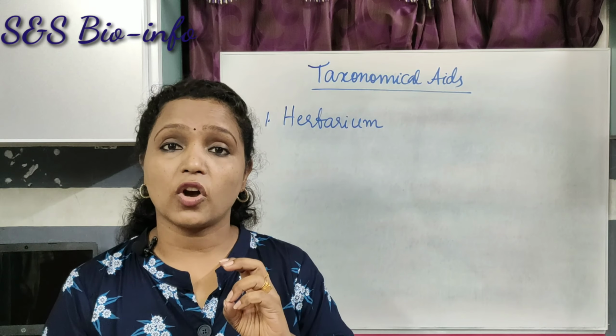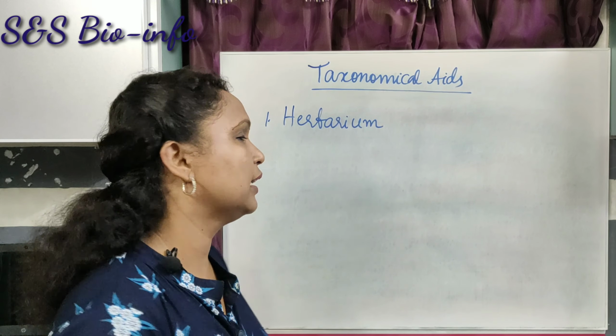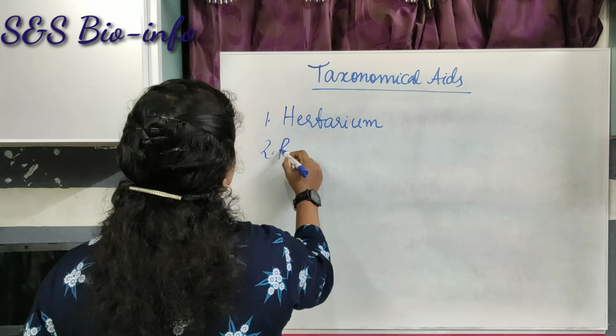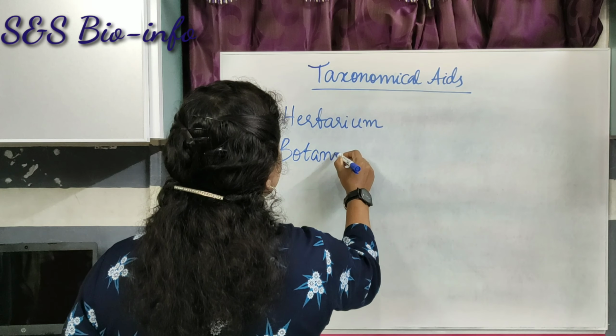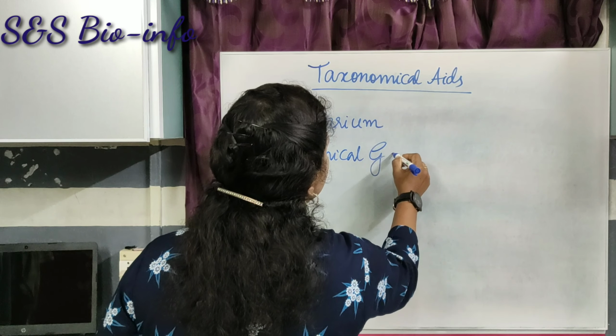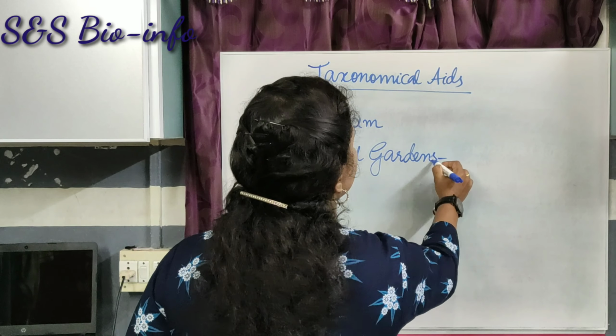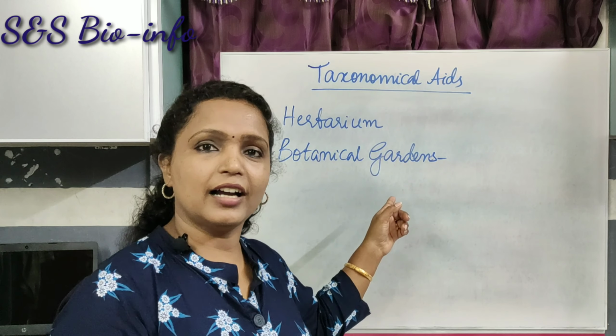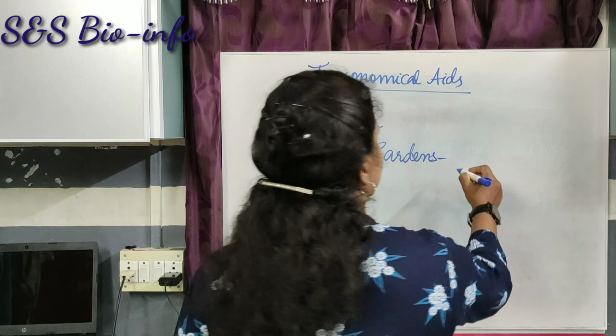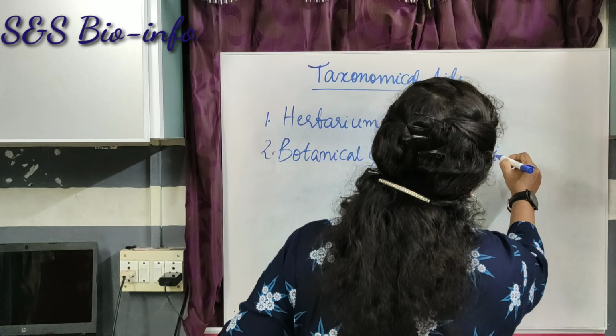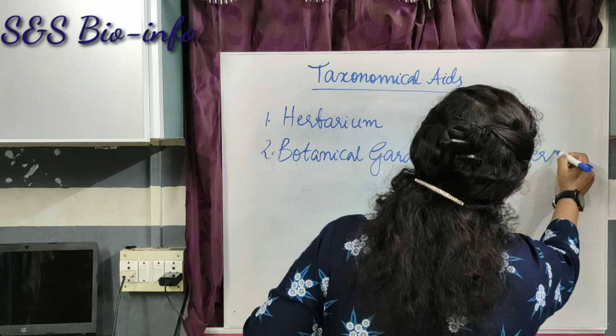The next taxonomic aid is Botanical Gardens. Botanical gardens are living herbaria. They are known as living herbaria.